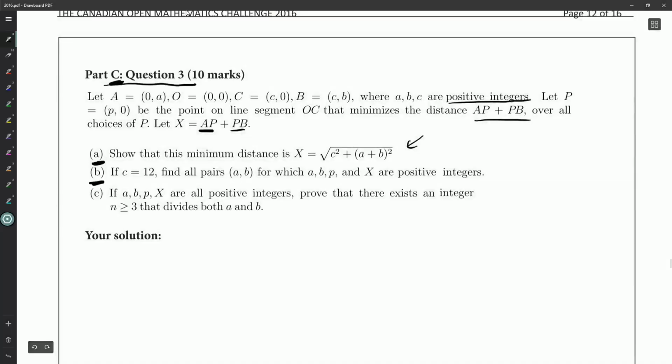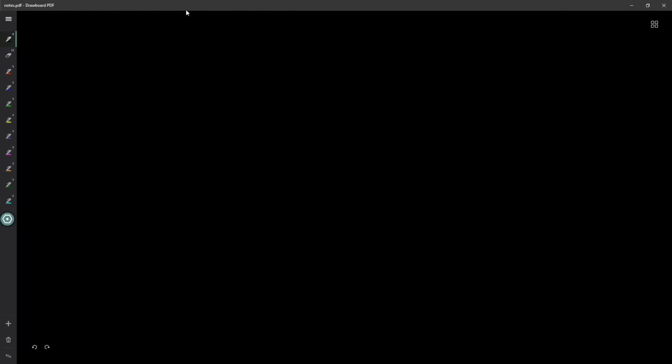Okay, great. Let's move on to b. If c is equal to 12, find all pairs a, b for which a, b, p, and x are positive integers. All right, a little more interesting, a little more advanced, maybe. I'm not entirely sure. I'm thinking Pythagorean triples involving 12, so I'm thinking 9, 12, 15. I'm also thinking 5, 12, 13, just because we've already seen the Pythagorean theorem come up, and we've got this square root here, so Pythagorean triples are already in my head. Will it necessarily be those values? I'm not sure, but it's possible.